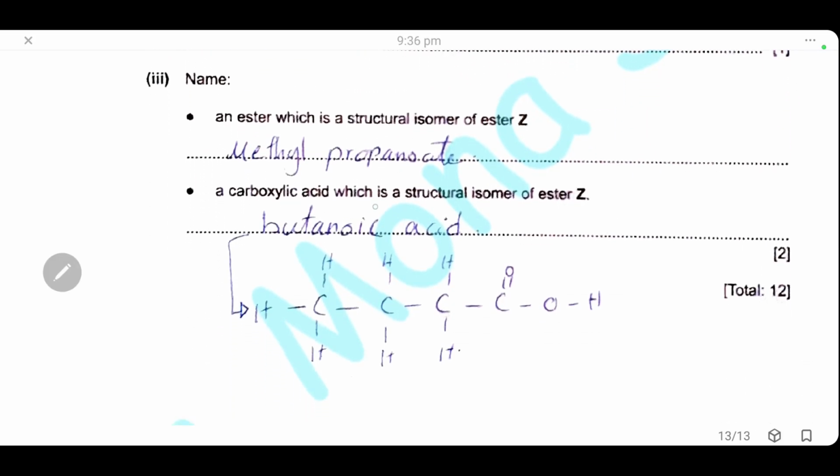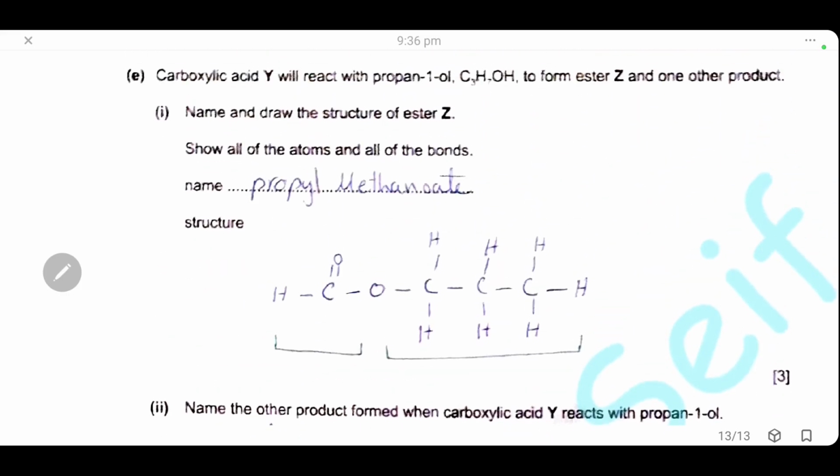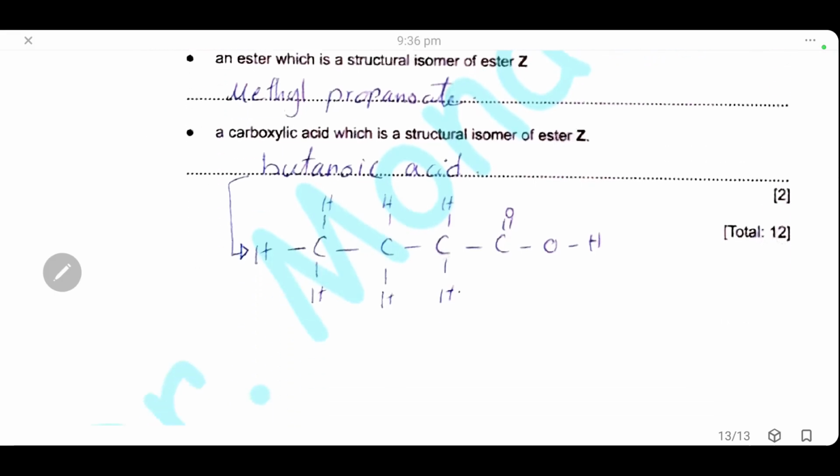Name the carboxylic acid which is a structural isomer of ester Z. This acid has the same molecular formula as ester Z. So this acid should have 4 carbon atoms, 2 oxygen atoms, and 8 hydrogen atoms, and this acid will be butanoic acid, as shown here in the structure: 1, 2, 3, 4 carbon atoms, 2 oxygen atoms, and 8 hydrogen atoms. This is the structure of butanoic acid.